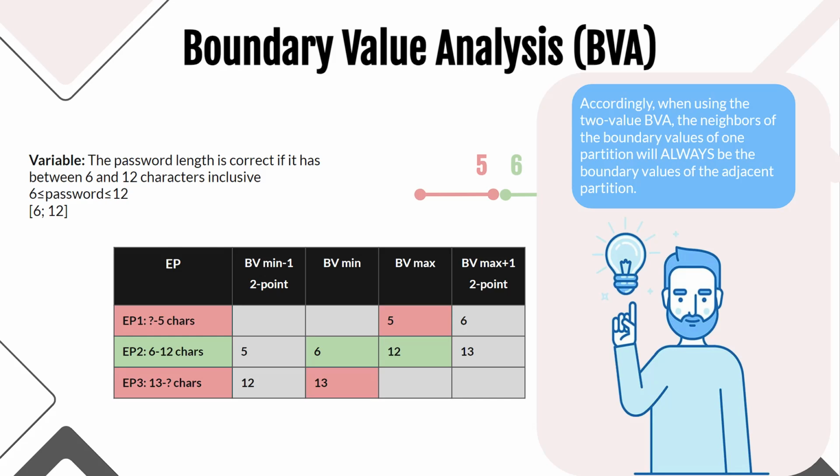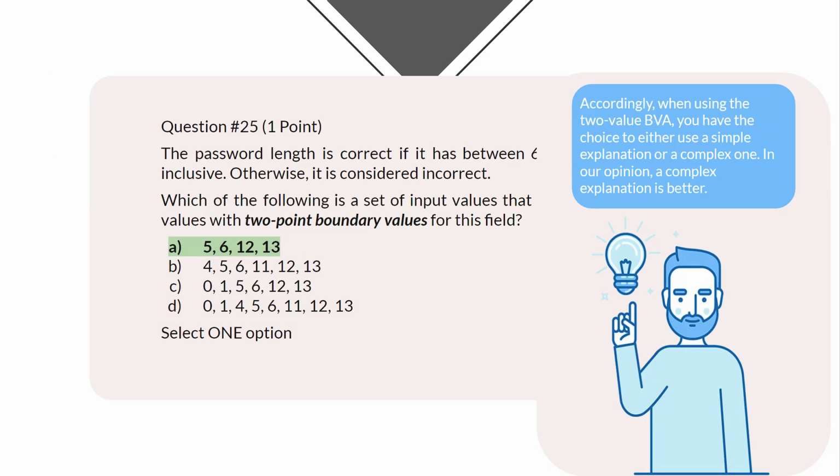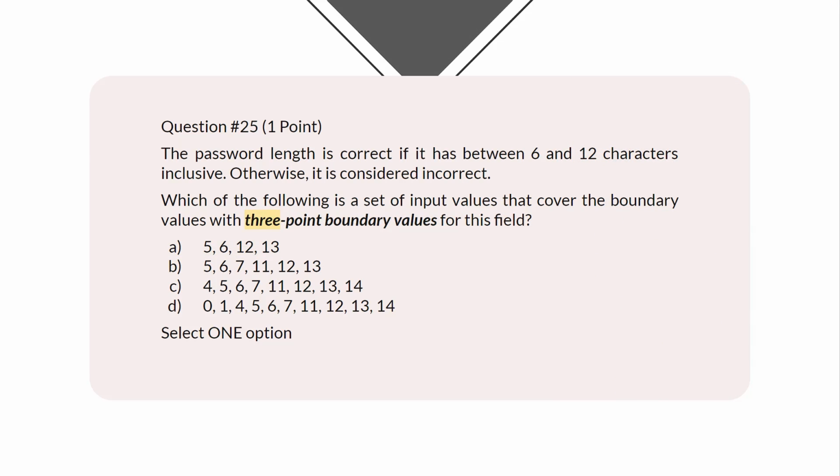When using the 2-point boundary value analysis, you have the choice to either use a simple explanation or a complex one. In our opinion, a complex explanation is better, because using it, you will better define equivalence classes and boundary values. And the expediency of a complex explanation is best illustrated with the help of a 3-point BVA. Let's check the theory using the example of this very question.